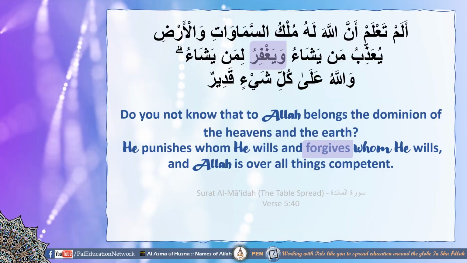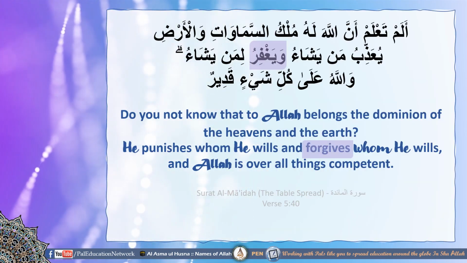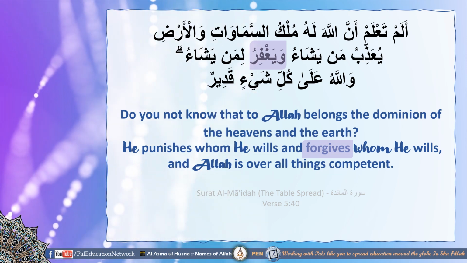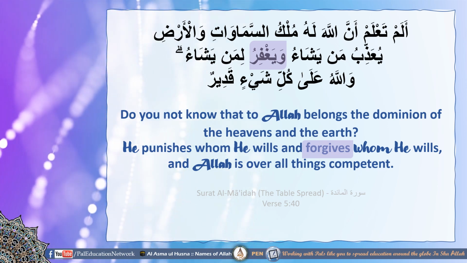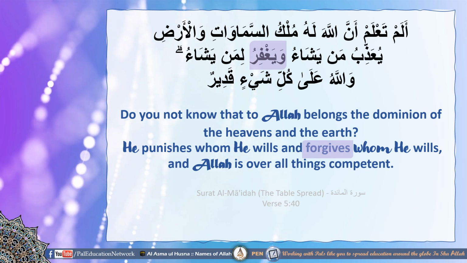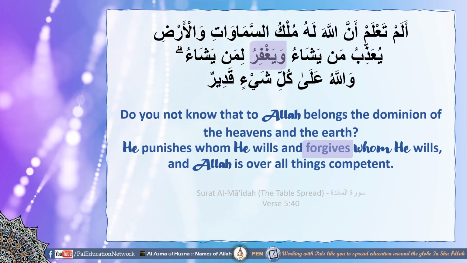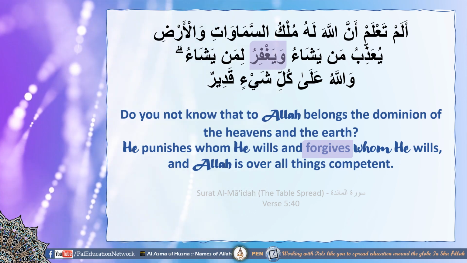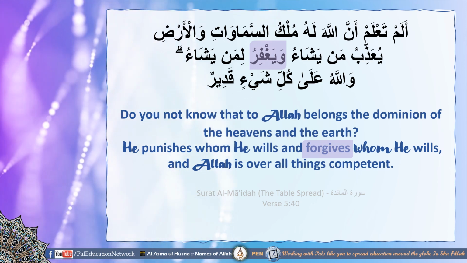So Allah says in the Quran, Alam ta'lam anna Allaha lahu mulku as-samawati wal-ard, yu'adhibu man yasha'u wa yaghfiru liman yasha'. What is the meaning of man? Who? So I want you to think of your own name here. Do you know that to Allah belongs the dominion of the heavens and the earth? He punishes whom He wills and He forgives whom He wills, and Allah is over all things competent.